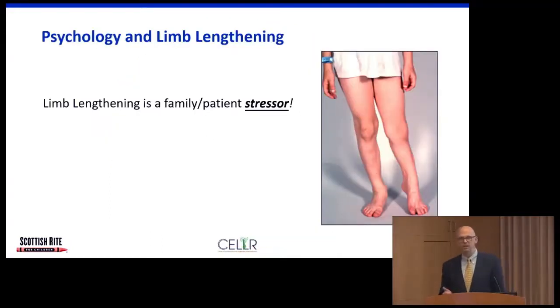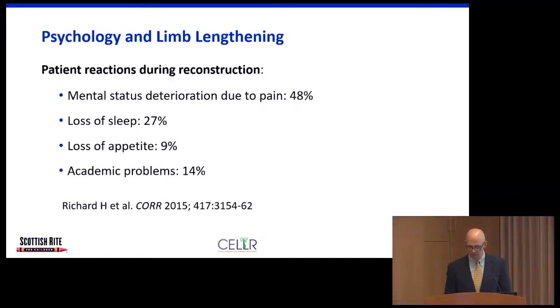We make a big deal about it because complications can happen, and we make a big deal about this because this is a big stressor for the patient and the family. Again, limb lengthening is a 6 to 12 month commitment for any patient or family, and therefore we need to make sure that everyone is on the same page.